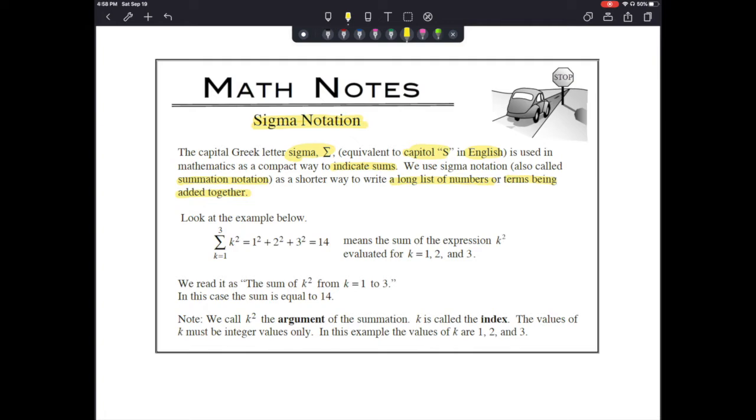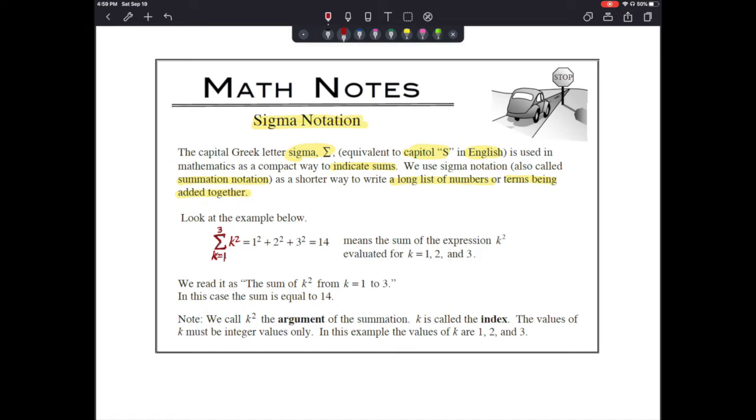Here's an example below. You'll see the sigma symbol right here. There is a little letter underneath where it says k, and then it says k is equal to 1, and above it you'll see a 3. Right next to sigma, you'll see the expression k squared. Okay, so this is our sigma notation.